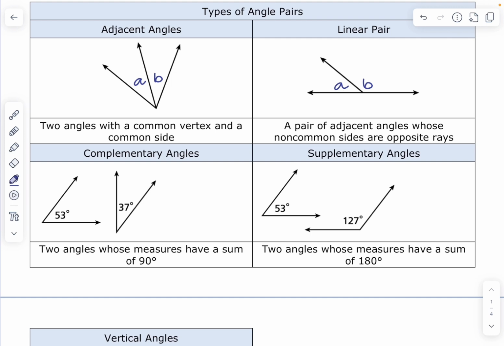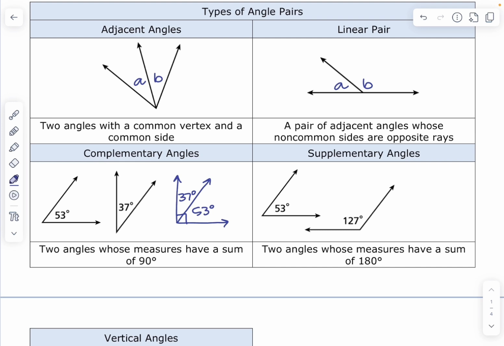Complementary angles are two angles whose measures have a sum of 90 degrees, or who add to 90 degrees. So for example, 53 degrees plus 37 degrees gets me 90. They can be separate angles as shown in the picture, or they can actually be adjacent angles as well. So I could draw something like this, where this is 37 degrees and this is 53 degrees, and together they sum to 90.